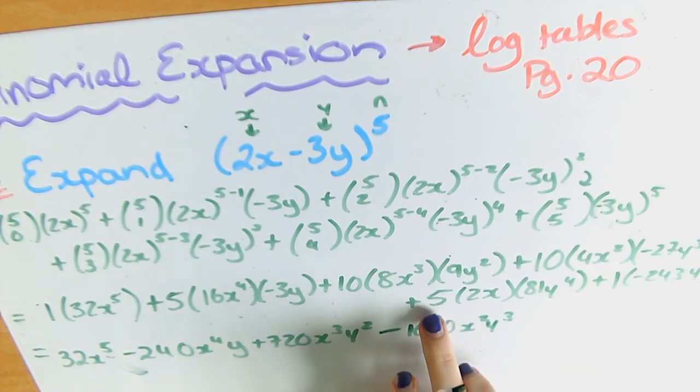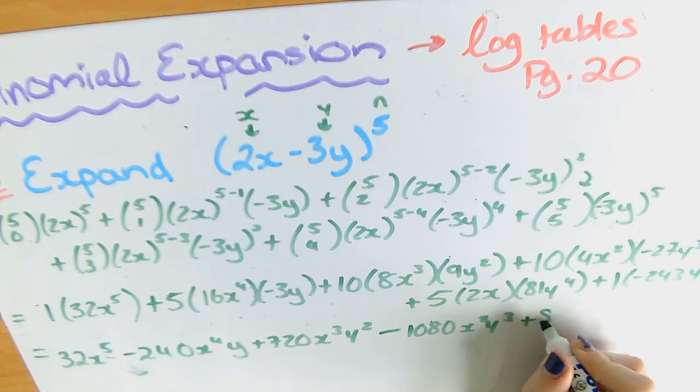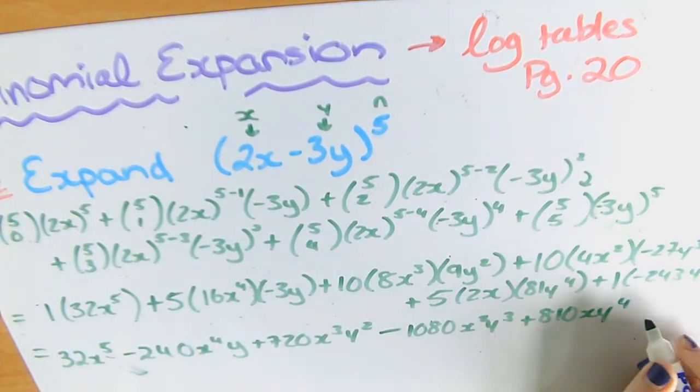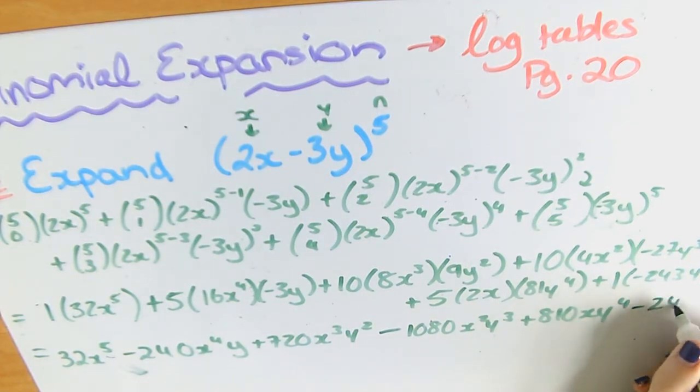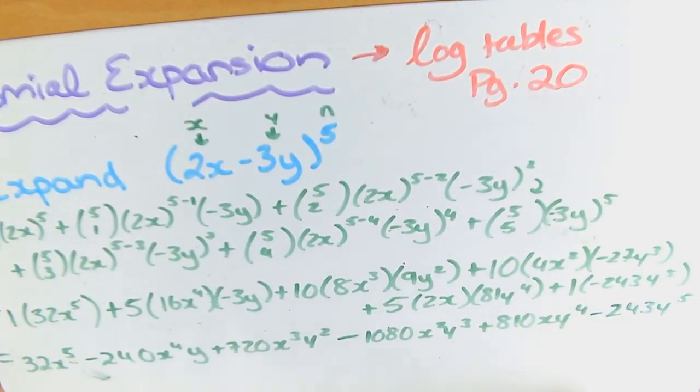We're now down here where we have 5 by 2 by 81, which means we're going to have 810 x y to the power of 4. And my last one, we have 1 by minus 243, is just minus 243 y to the power of 5. And that's the full expansion with my final answer there.